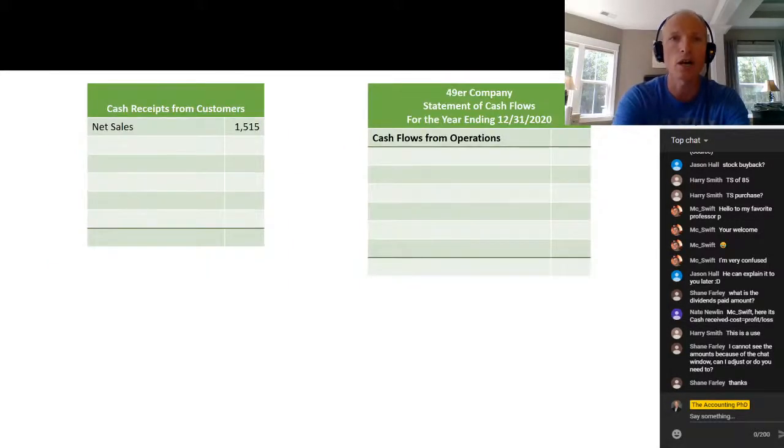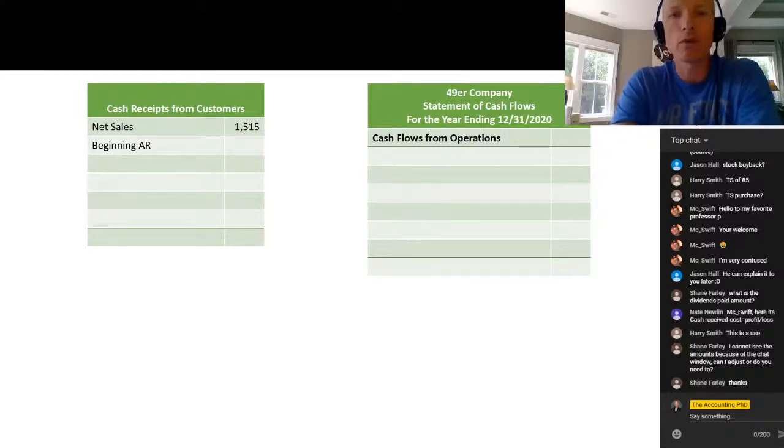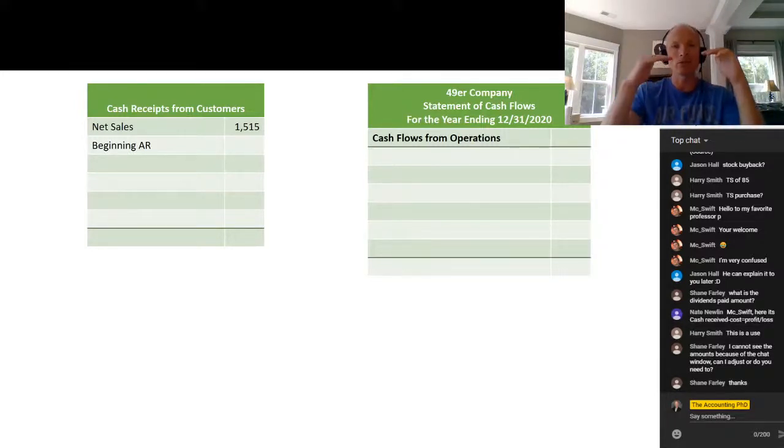All right, so let's talk about cash receipts from customers. So again, we start with net sales. Then we think about beginning accounts receivable. So again, we're going from the income statement item to the cash flow related to that specific item. So let's think about beginning accounts receivable. What does that mean? Well, that is revenue or sales that we recorded in 2019, but were collected in 2020.